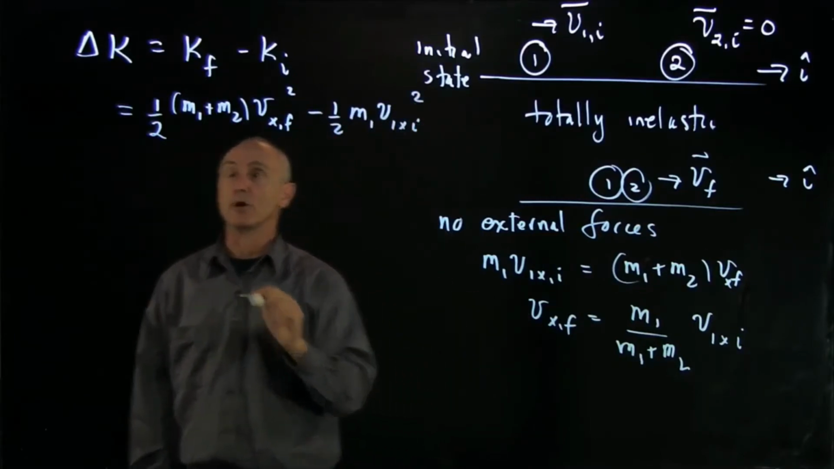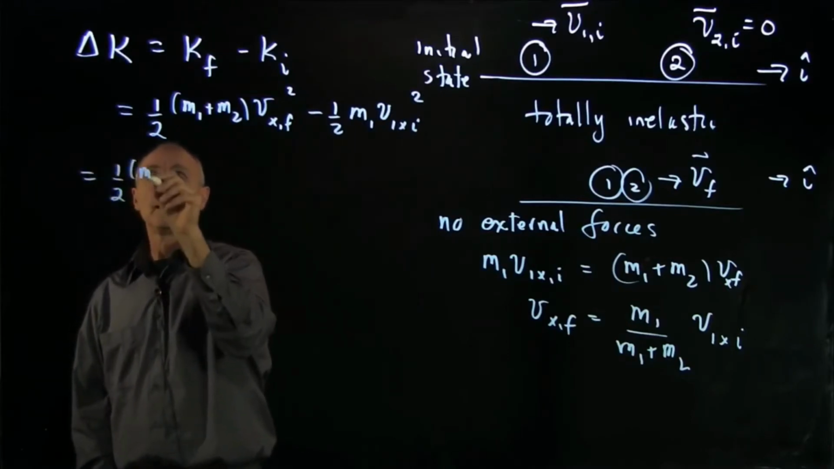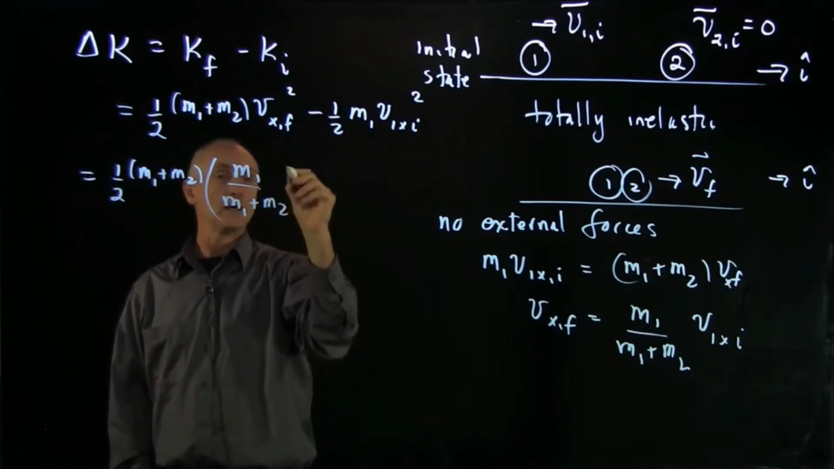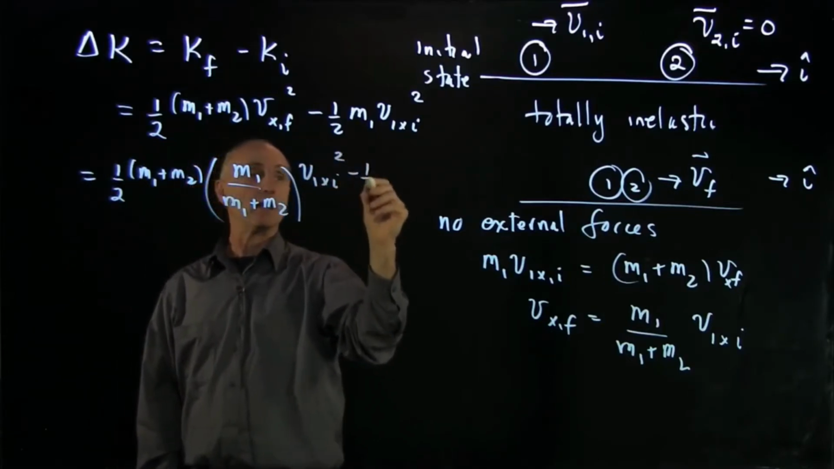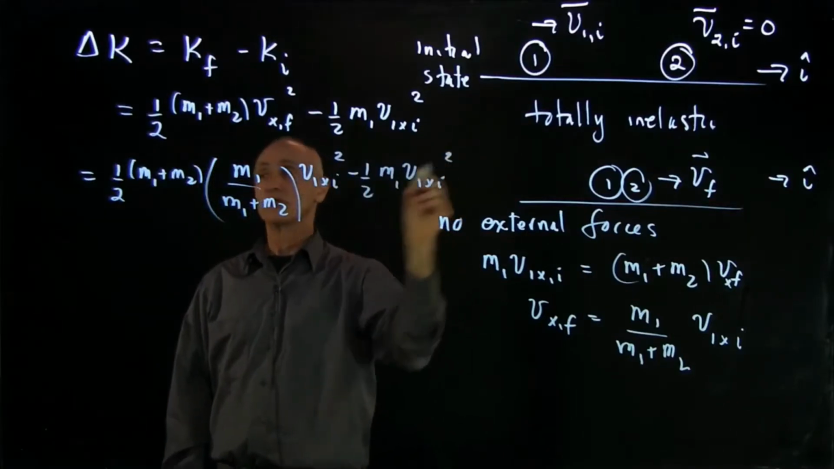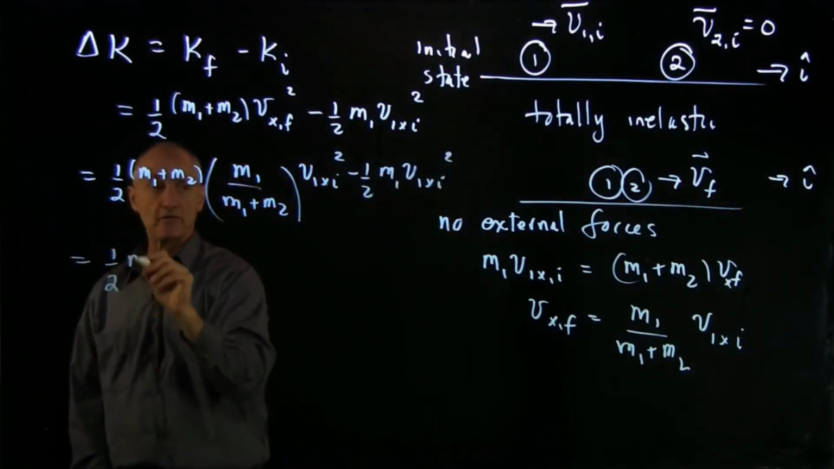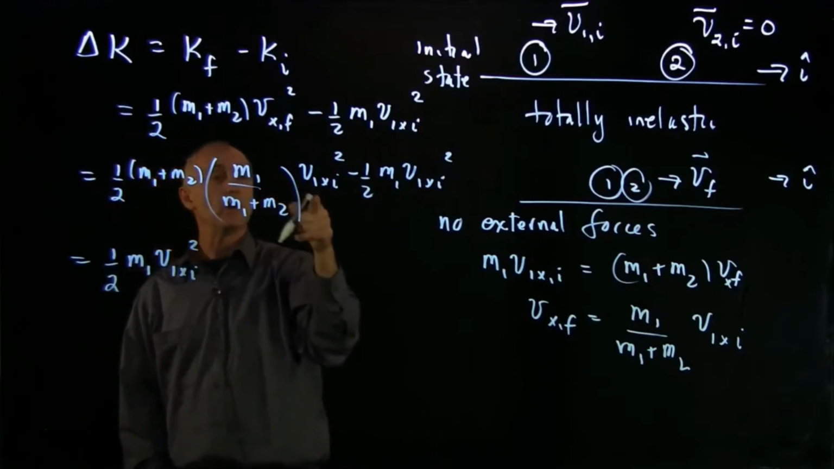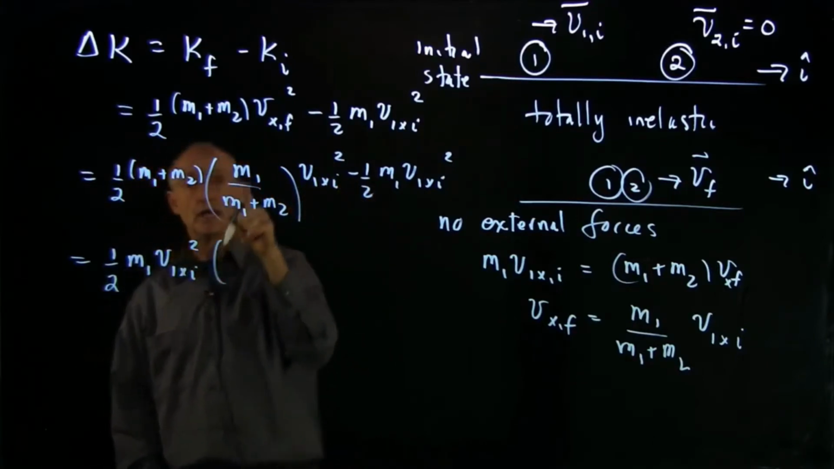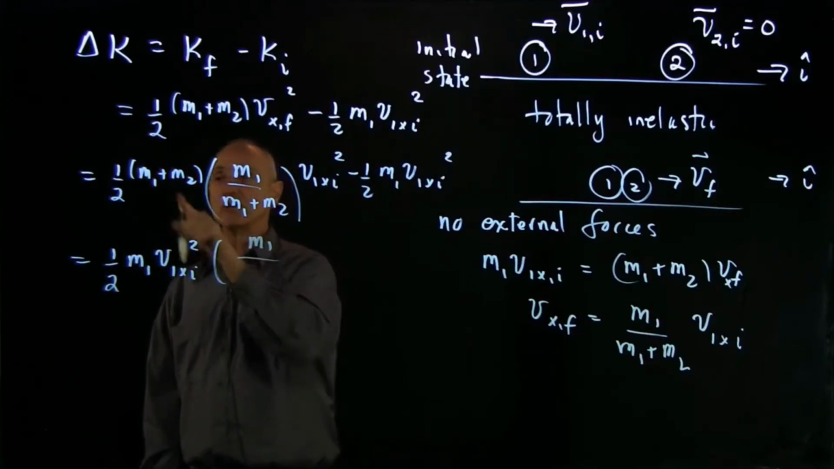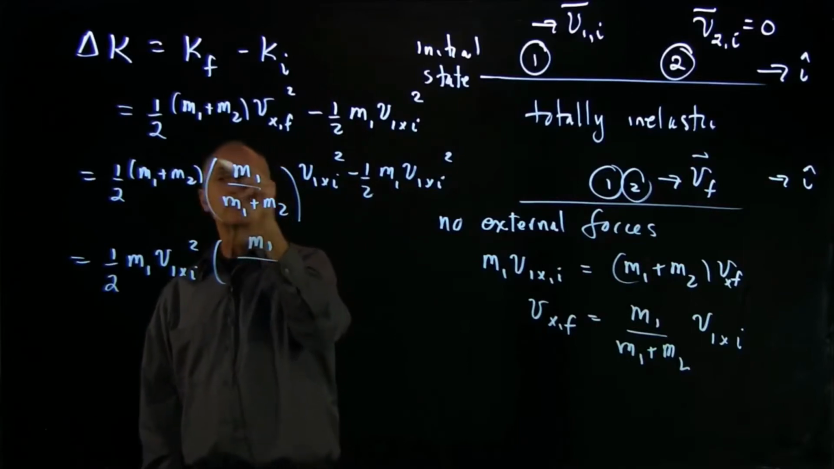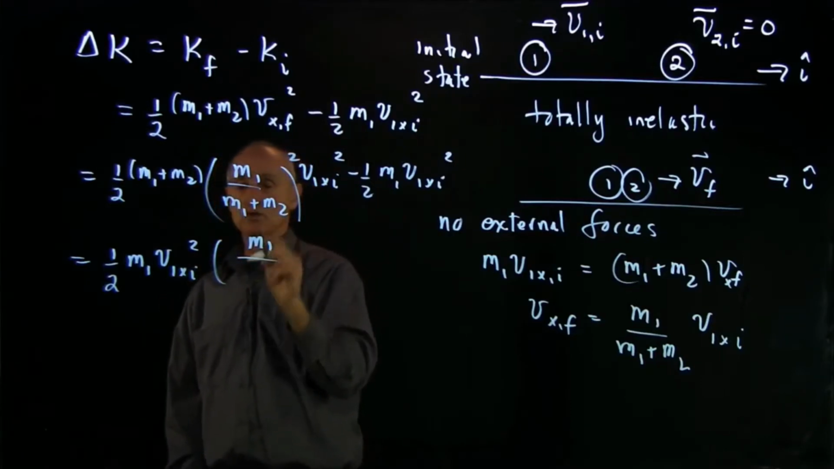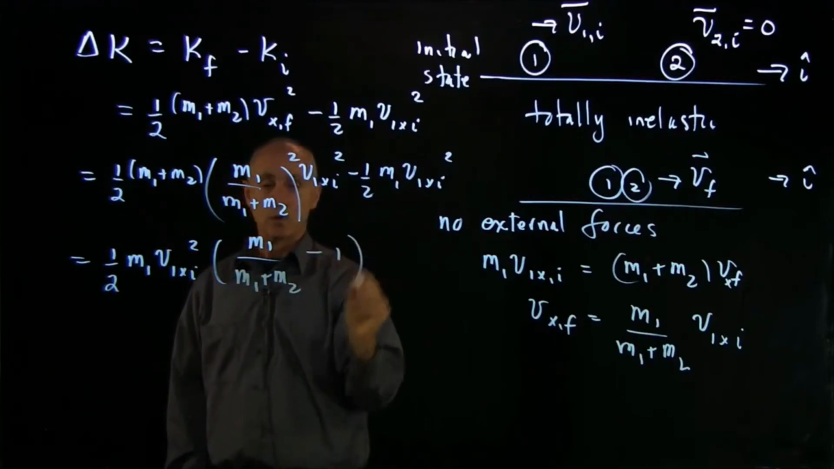Now we have a solution for our problem, so let's just put that in. (m1 plus m2) times (m1 over m1 plus m2) squared times v1x initial squared, minus 1/2 m1 v1x initial squared. And now let's pull out the 1/2 m1 v1x initial squared. But what we're left with here is another factor of m1. And downstairs, we have an m1 plus m2 outside, but now remember, we didn't square that. We have an m1 plus m2 inside. So there's an m1 over m1 plus m2, minus 1.